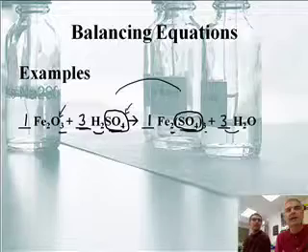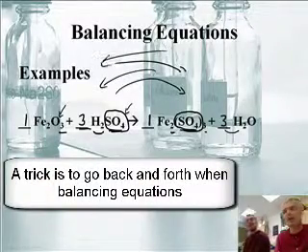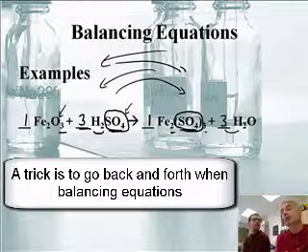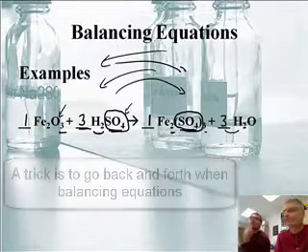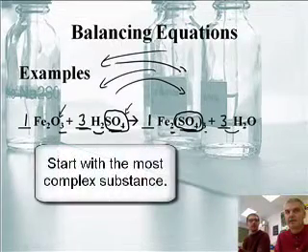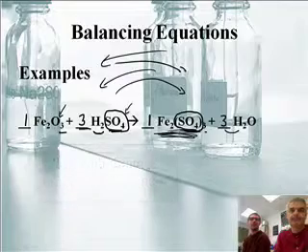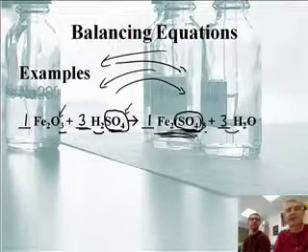There's this kind of thing, guys, where you go back and forth, and forth and back and forth. You just keep checking one element, or in this case, a group of elements, a polyion at a time. And one trick that I like to use is I always start with the most complicated substance in the reaction, which was this one here. Work from there. If you do that, usually it works fine. Sometimes you've got to double things.